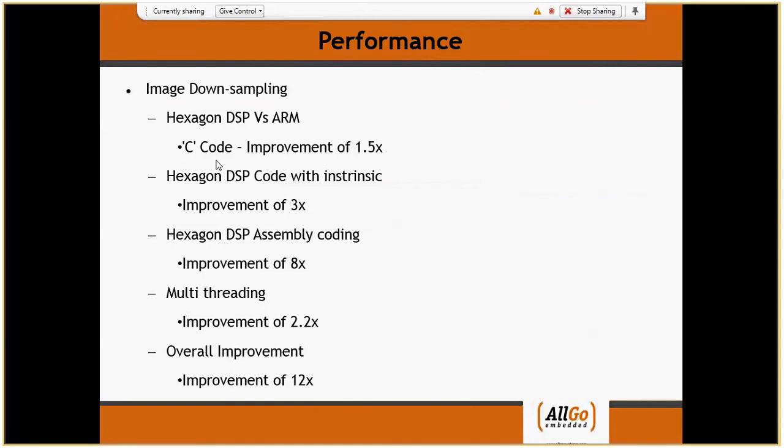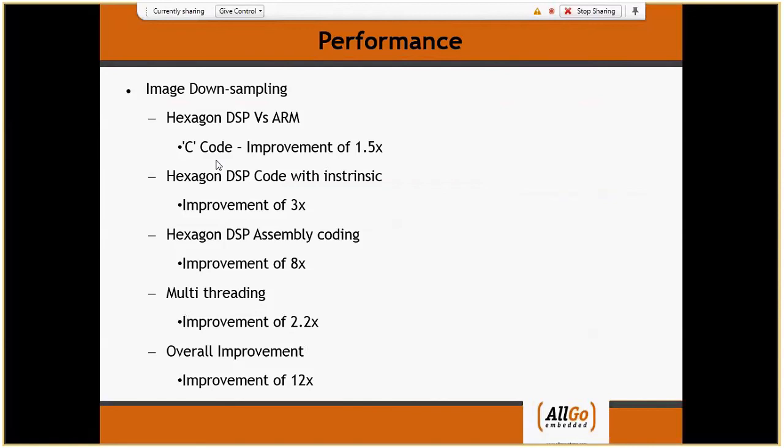So on the performance side, these are some of the gains or improvements which we found during our development. I'm giving an example of an image downsampling code which we did. On the Hexagon DSP versus ARM, with just the C code porting, we found an improvement of 1.5x, and on the Hexagon DSP code with intrinsics, just putting in the intrinsics, not writing any assembly code, we found an improvement of 3x.